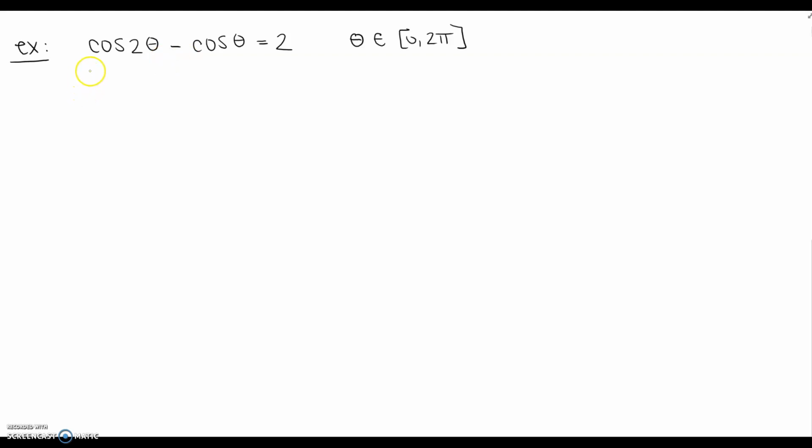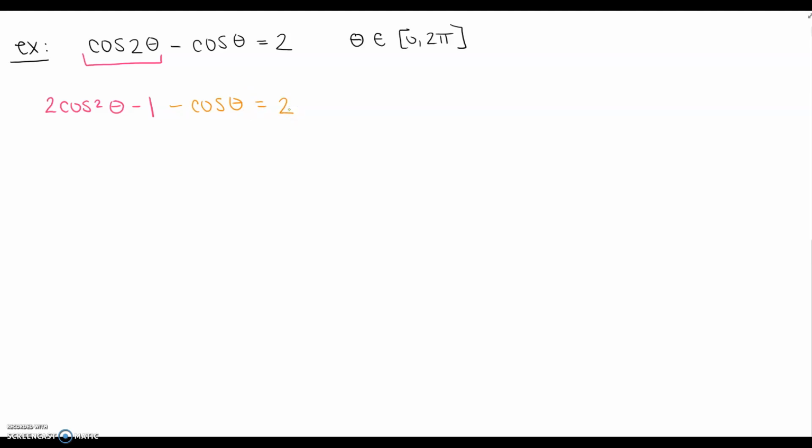So now I'm going to rewrite it using the identity. I'll color code, cosine of 2 theta. That's going to be rewritten as 2 cosine squared of theta minus 1. And then I'm going to bring everything else down. I'll do it in orange. So minus cosine of theta equals 2.